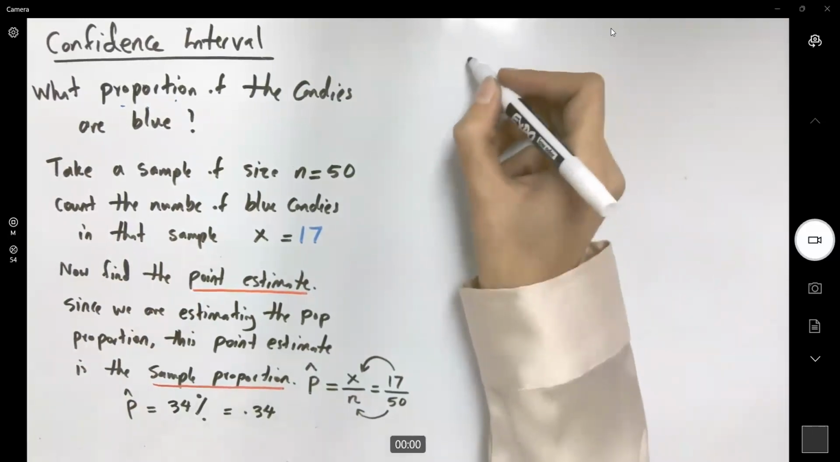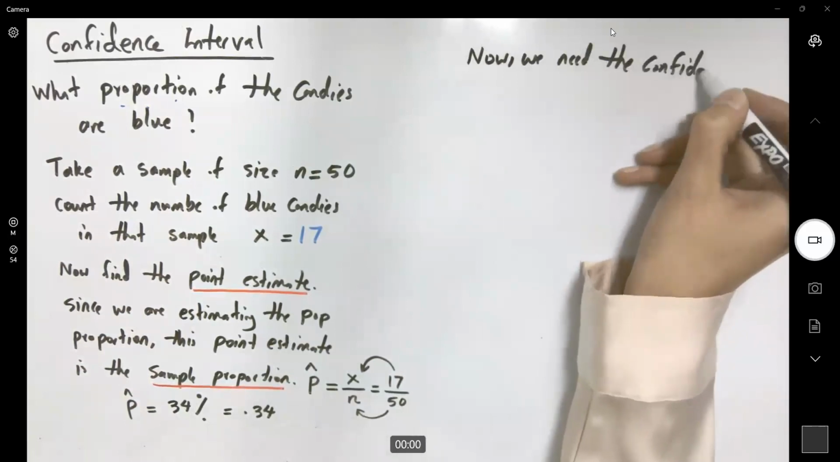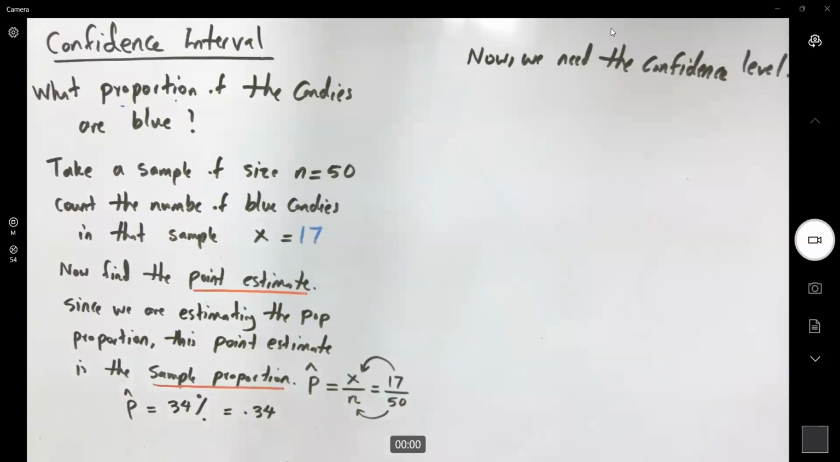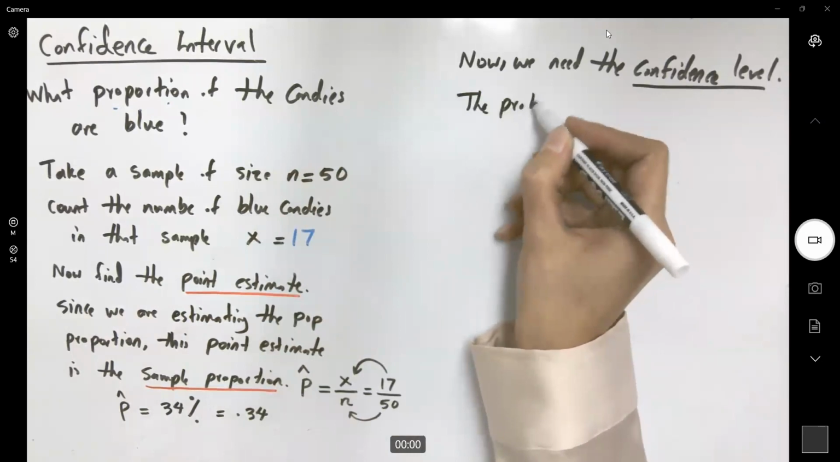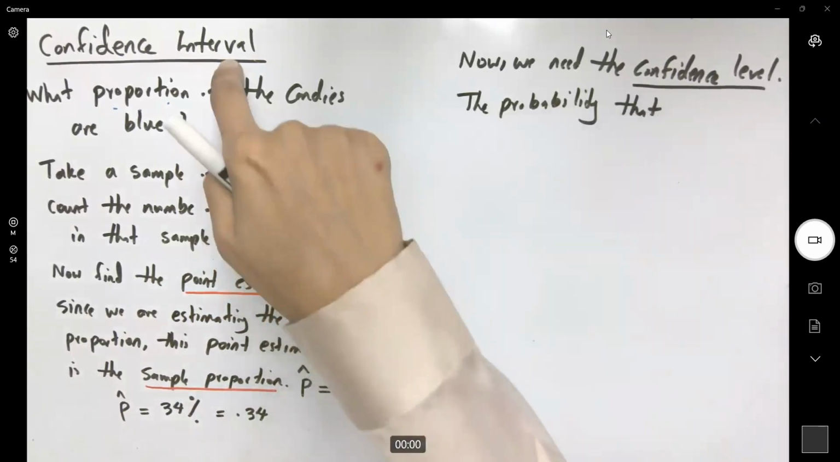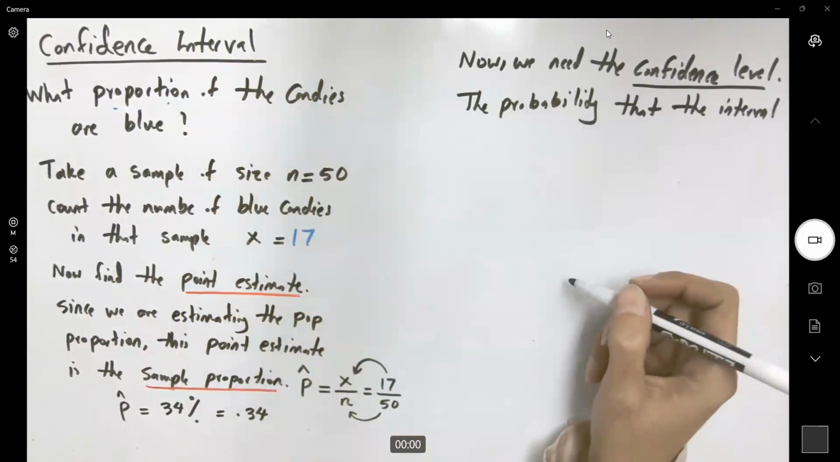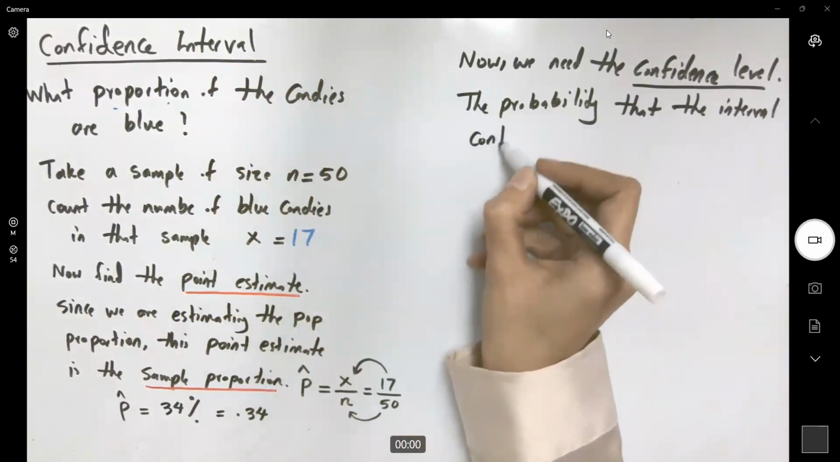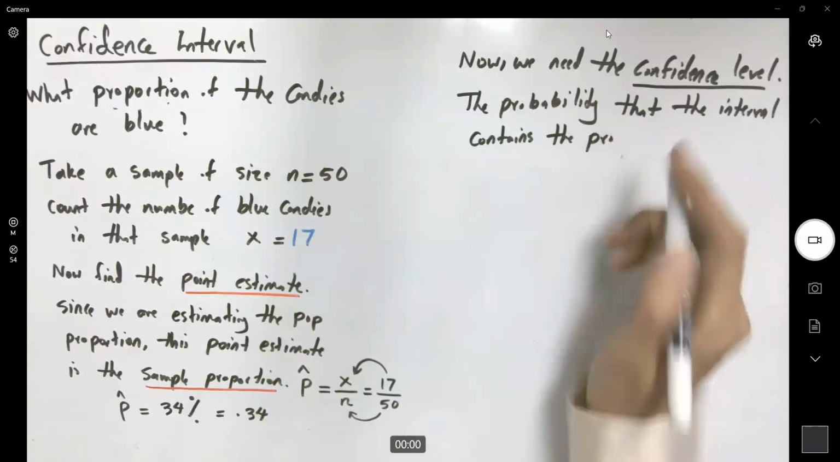So in our next step, in constructing a confidence interval, after finding the point estimate, we find the confidence level. Very good. Now we need the confidence level. When we are talking about the confidence level, we are actually talking about the probability that the interval you're constructing contains the population parameter.